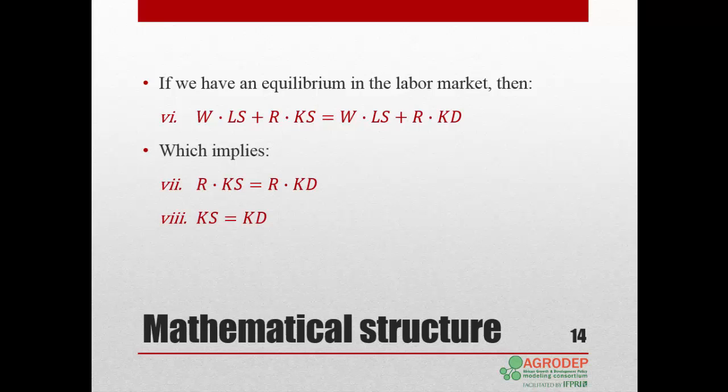So we have shown that given the system of equations specified in our model, if the commodity market is in equilibrium and the labor market is in equilibrium, then the capital market is in equilibrium.